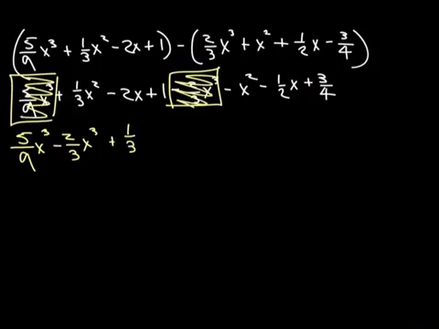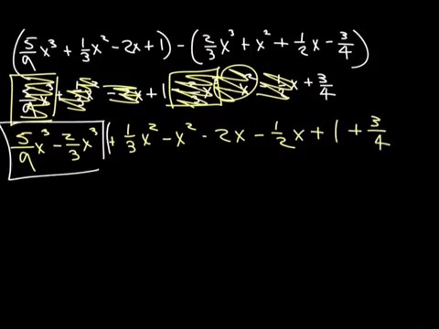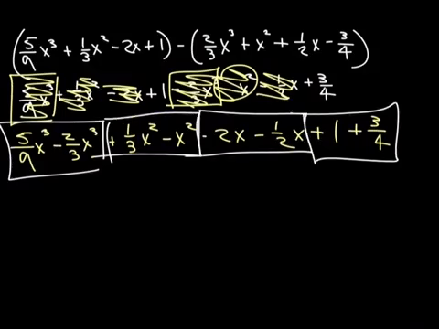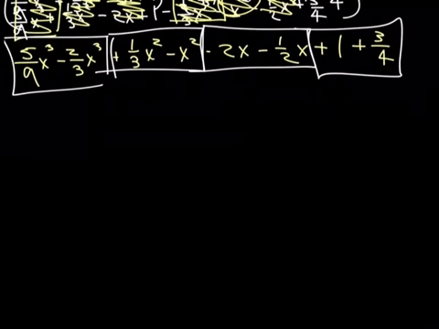Plus 1/3 x squared, and I'm going to combine it with that. Okay, just putting them closer together, minus 2x minus 1/2 x. So I'm just putting all of these together. Plus 1 plus 3/4. Alright, so I have these like terms, these like terms, these like terms, and these like terms. So I've got 4 different sections there. So let's go ahead and move some of this up and out of the way.